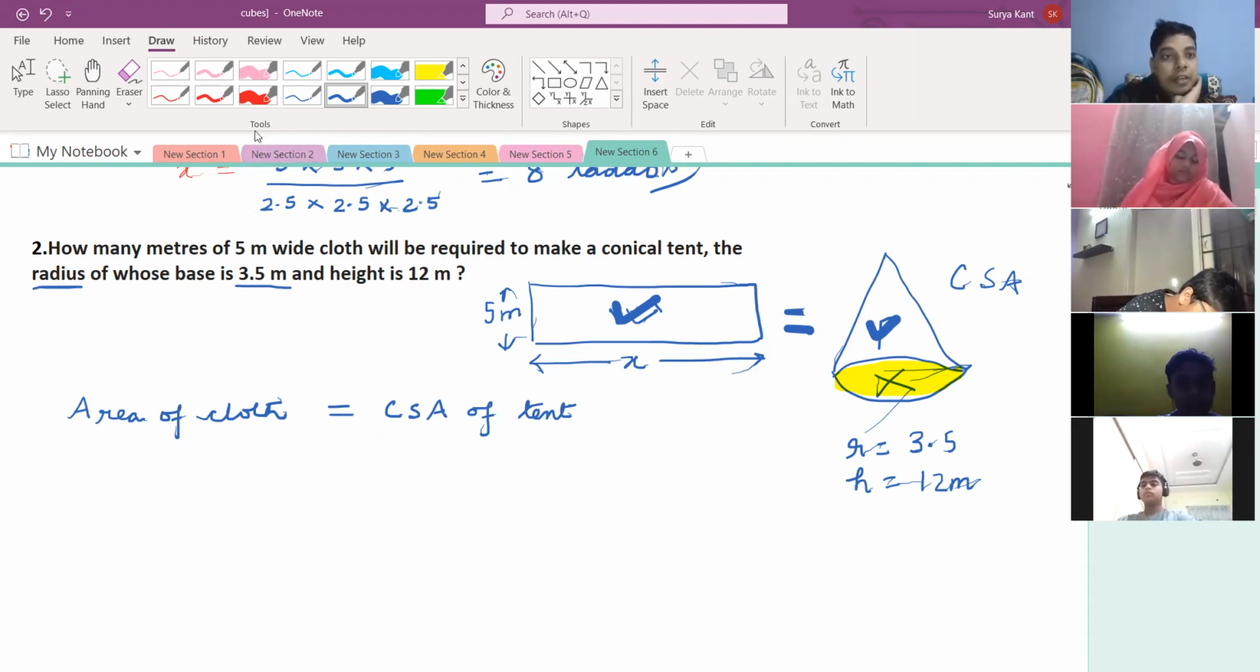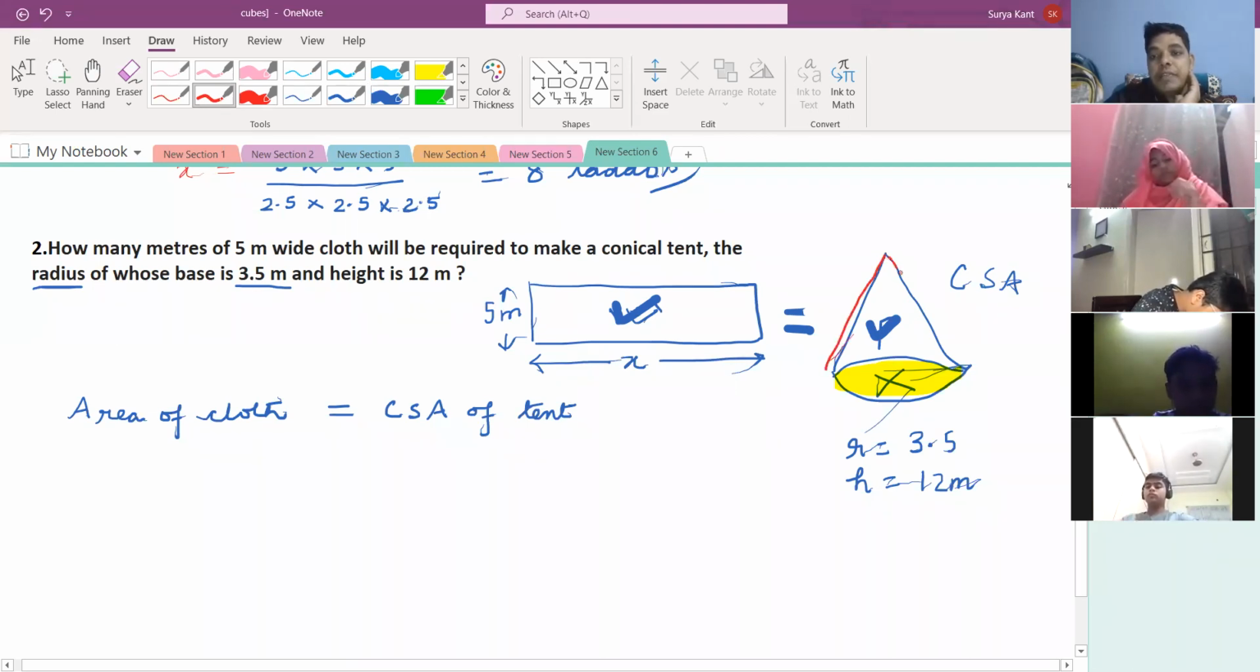So area of the cloth, that you can... Sir, you told we should not count CSA. Right, sir. Then again, we need to find CSA? See, CSA is nothing but only the surrounding part. CSA means only curved surface area, not this base part. Understood, Sai Charan? Okay, sir.